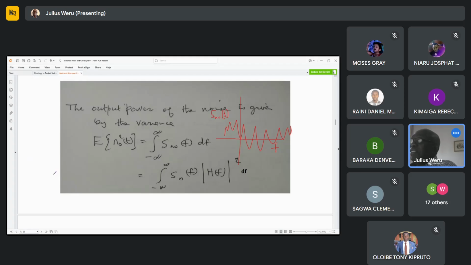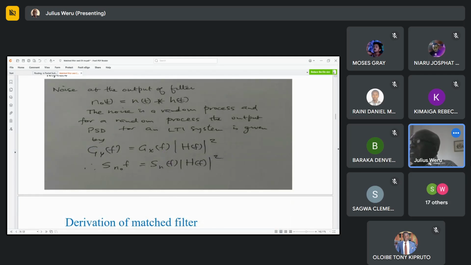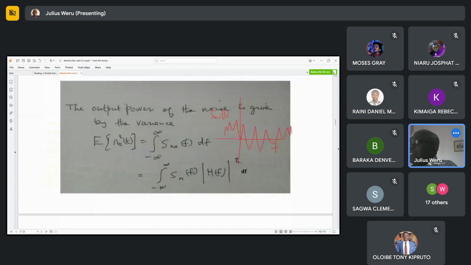So S_o(f), which of course is the same as we know, is this, because from here we can replace S_o(f) with S_n(f) times the modulus of H(f) squared df. So that is the output noise power. It means we now actually have both the signal power and the noise power.